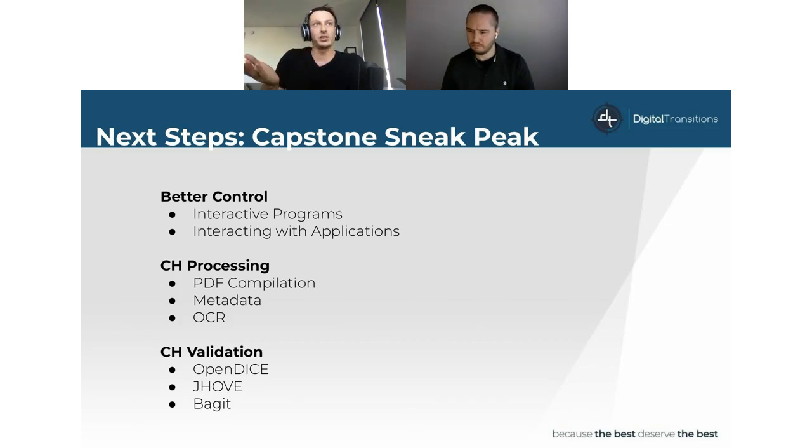Using the capstone curriculum, we'll be talking about things like interactive programs where you ask information from the user, maybe a file extension or a book name or a barcode value; interacting with applications such as Capture One, using combinations of Python and things like AppleScript, or using interoperable formats; batch processing tasks like PDF compilation, metadata, and OCR; and validation tasks, that is checking to make sure the file format, the file names and the file structure are all correct using things like OpenDICE, JHOVE, and BagIt.